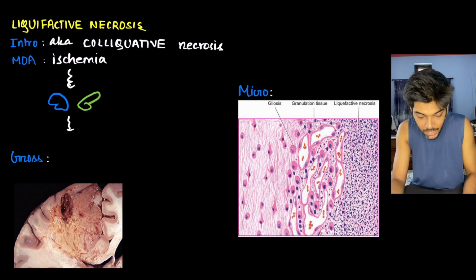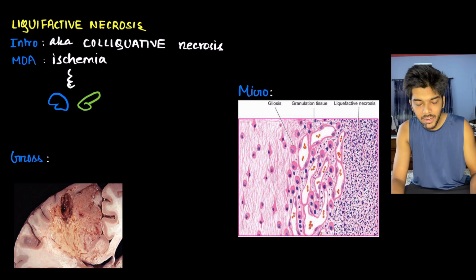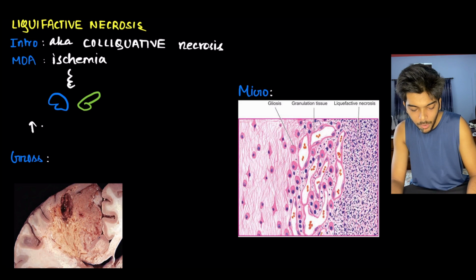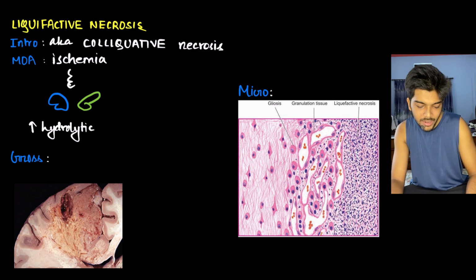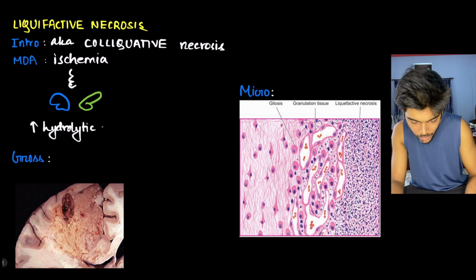They show liquefactive necrosis. Now, there is no specific reason behind it, but some places say it is due to a high amount of hydrolytic enzyme in them. So due to the high amount of hydrolytic enzyme, they digest everything and make everything liquid. Hydrolytic enzyme.